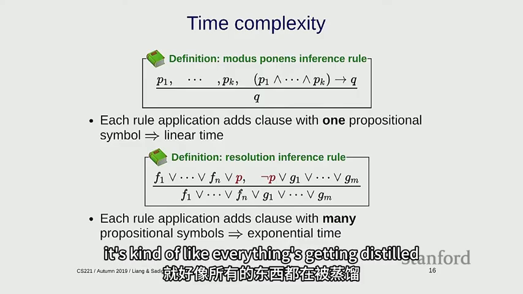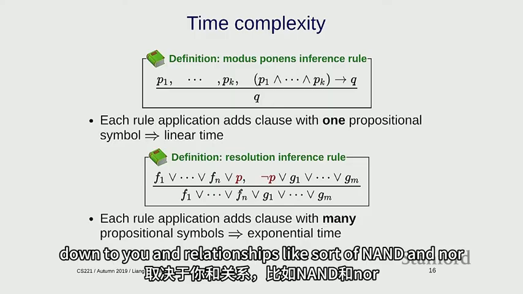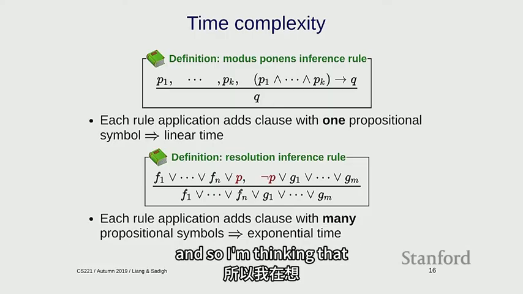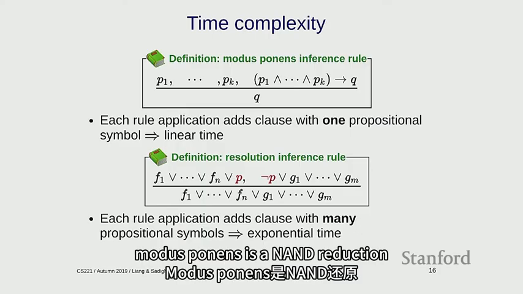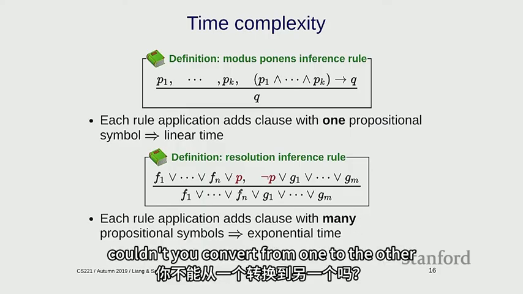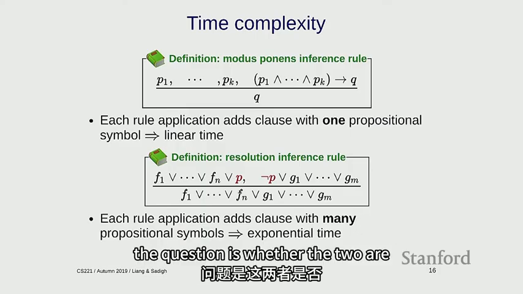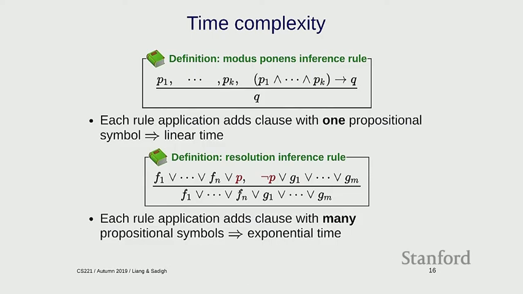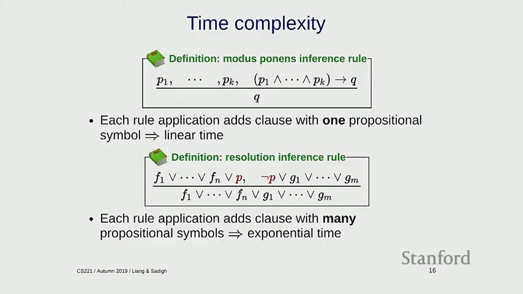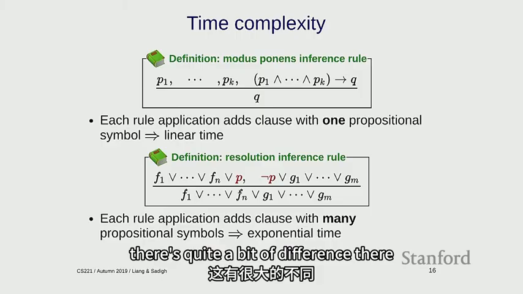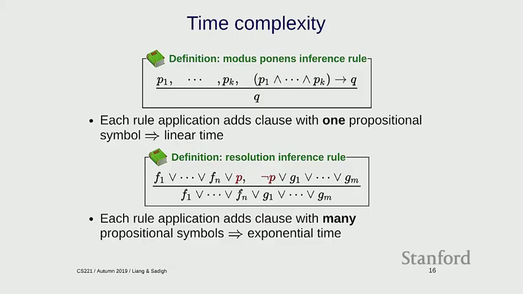Could you distill, though, like, I'm thinking that when you see the modus ponens inference rule, it's kind of like everything's getting distilled down to and relationships. Like NAND and NOR are the universal gates. And so I'm thinking that resolution is like a NOR reduction and modus ponens is a NAND reduction. Couldn't you convert from one to the other? The question is whether the two are... resolution looks kind of like NAND. There's quite a bit of difference there. Maybe we could talk about it offline.